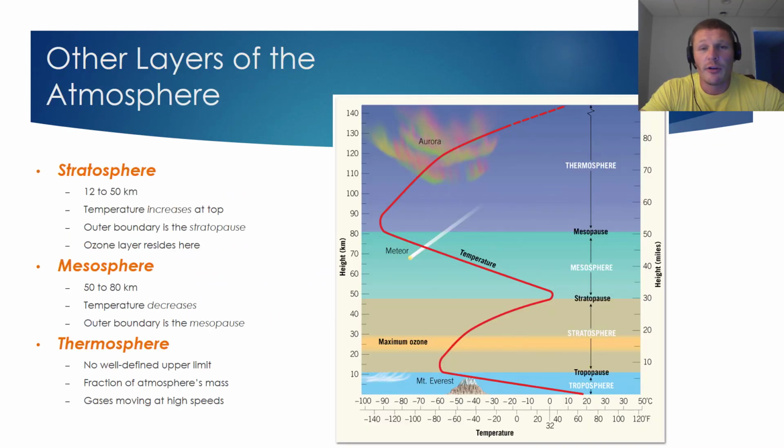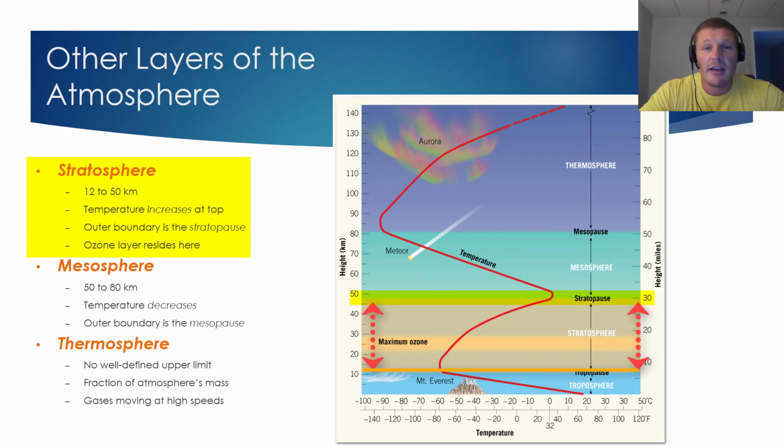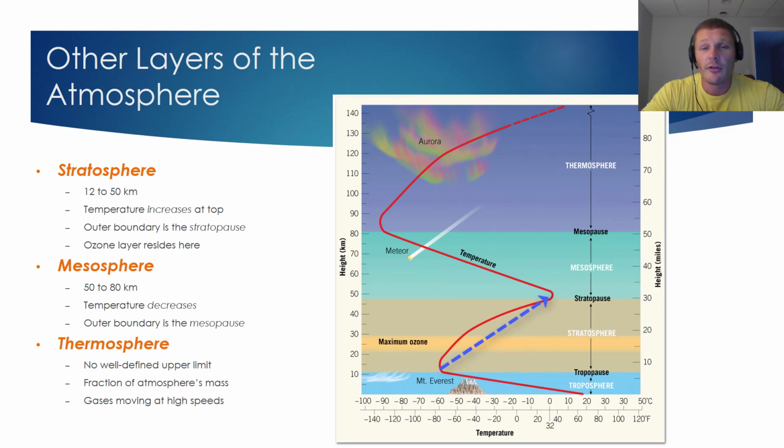Let's talk about the other 3 layers of Earth's atmosphere. On the previous slide, I mentioned the stratosphere, and that's the layer directly above the troposphere. The stratosphere occurs between altitudes of 12 kilometers and 50 kilometers. And at the very top of the stratosphere, at that 50 kilometer altitude, we see the stratopause. And that stratopause serves as the boundary between the stratosphere and the mesosphere. It's important to note that in the stratosphere, the temperature will increase with increasing altitude.